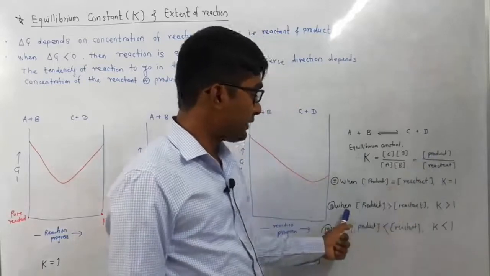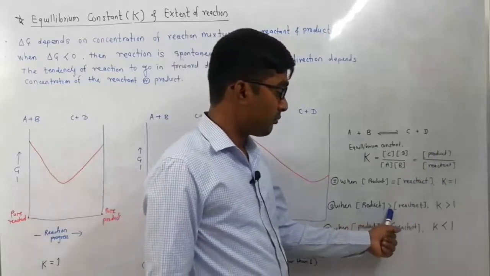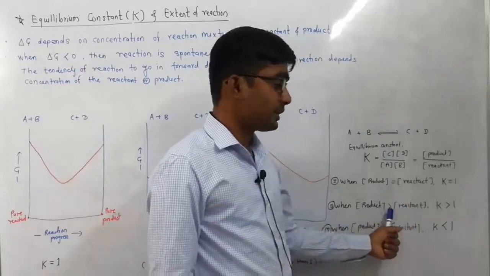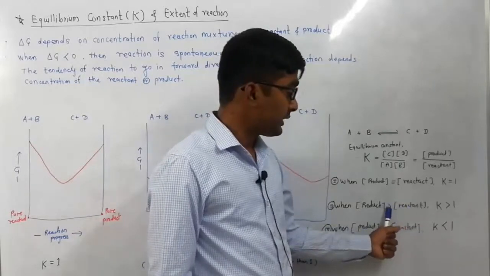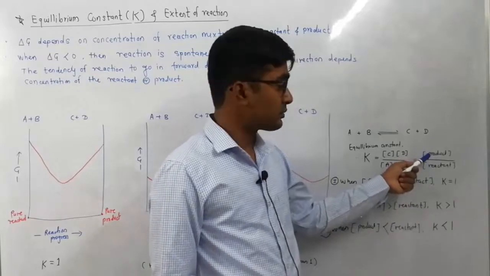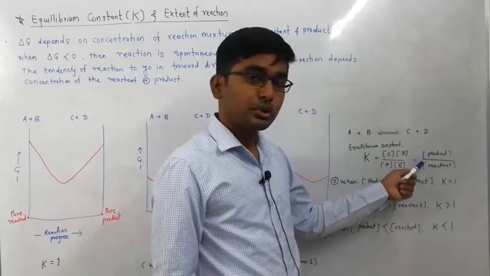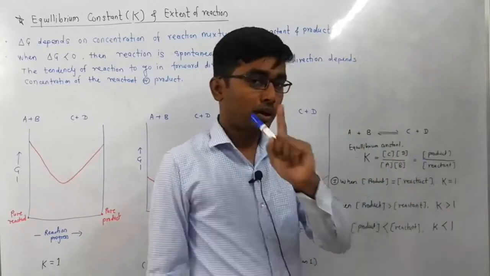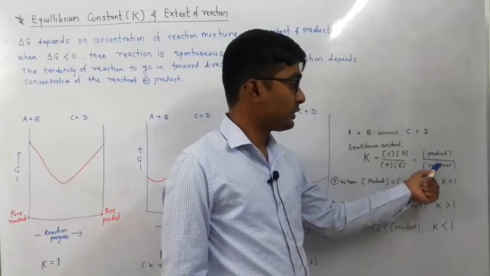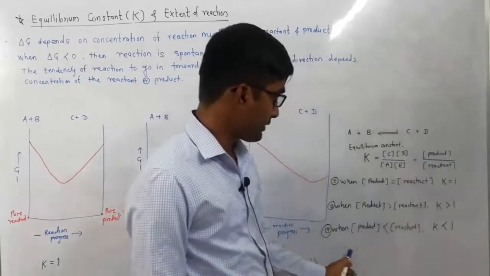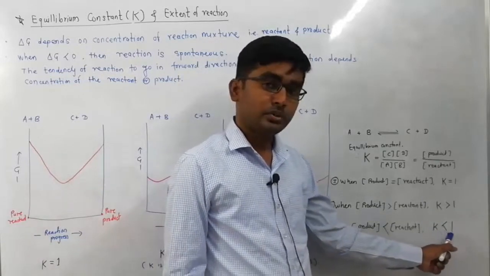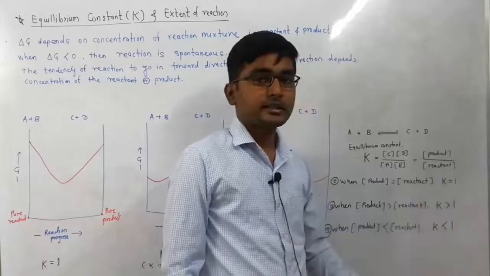Second case, when the concentration of product is more than the concentration of reactant, then capital K value is greater than 1. Here the concentration of product is more than that of reactant, so this ratio will have a value more than 1. And if the reactant concentration is more than the product concentration, then K value will be less than 1. Here, case number 3, when the concentration of product is less than reactant, then K value is less than 1. Now, let us understand these 3 cases with the help of a graph.